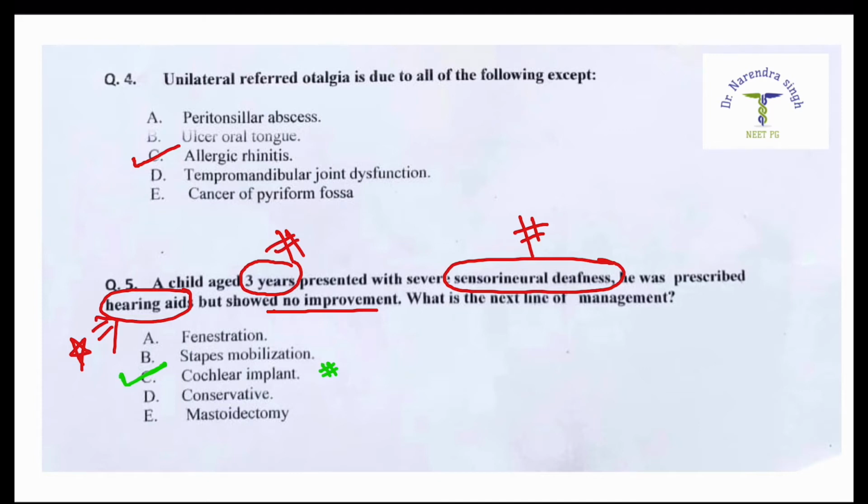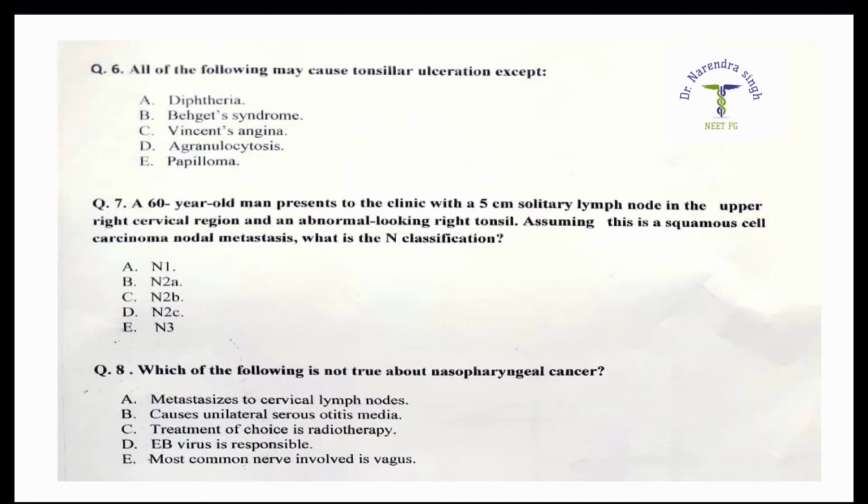Now, question number 6, which says: all of the following may cause tonsillar ulceration. This was an indirectly asked question, similar to asking which of the options are responsible for a membrane over the tonsil, because whenever the membrane is shed off, it will lead to ulceration.